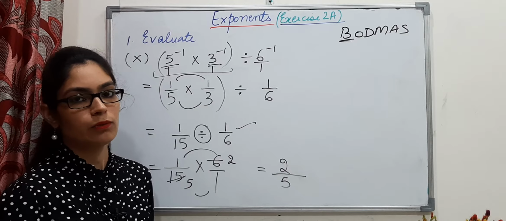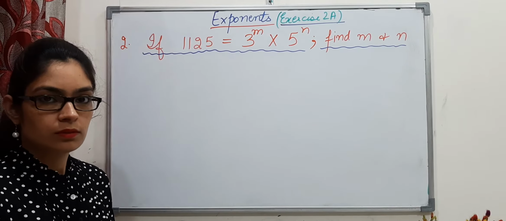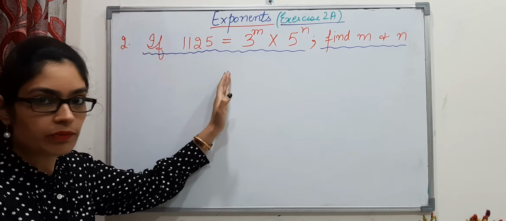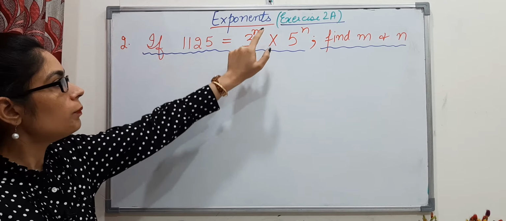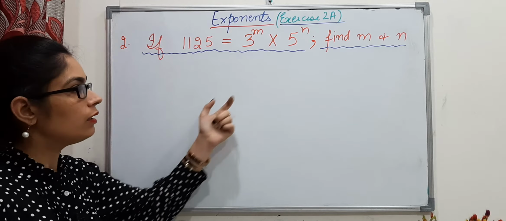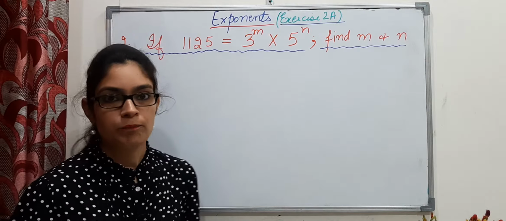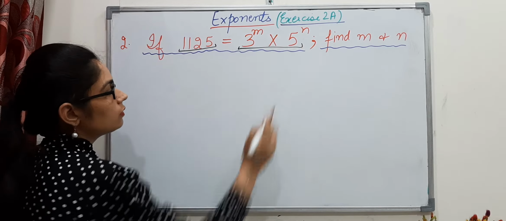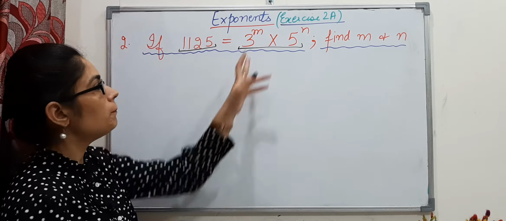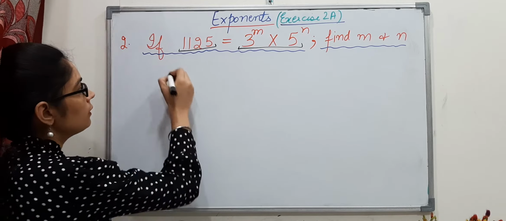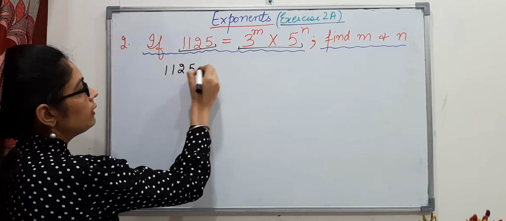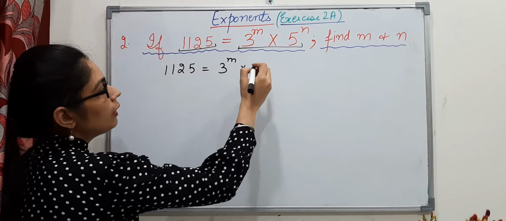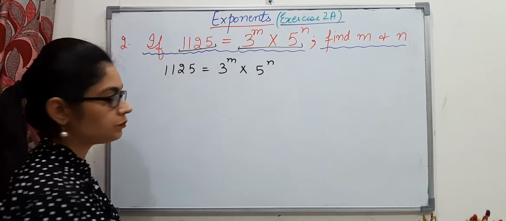Now let's do the second question of this exercise. In the second question, it's given to us that 1125 is equal to 3 to the power m and 5 to the power n. Find the values of m and n. See here, this is equal to this and we have to find the values of m and n. So a very simple method. 1125 is equal to 3 to the power m into 5 to the power n.